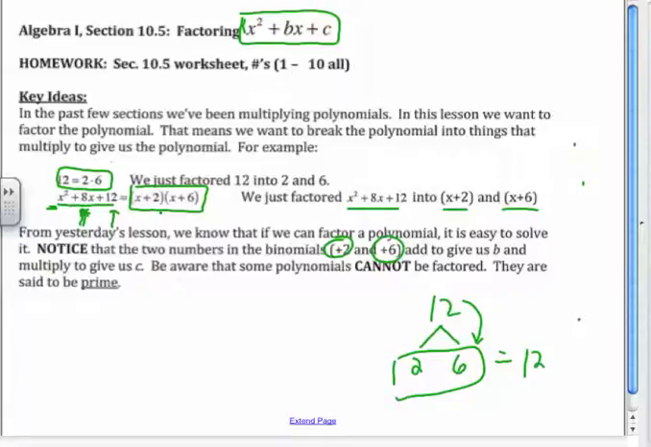All right? Be aware that some polynomials cannot be factored. They are said to be prime. We've heard that before, numbers that only factor into 1 and themselves. Okay, that's true of polynomials as well. Sometimes we can't factor them.